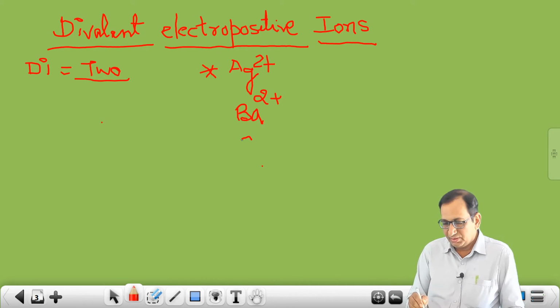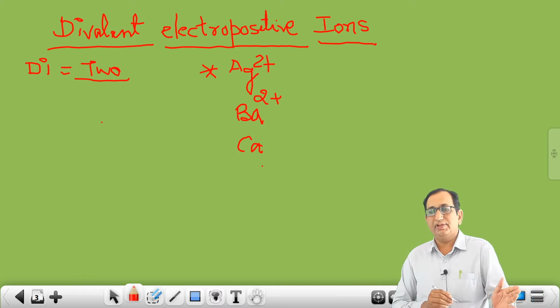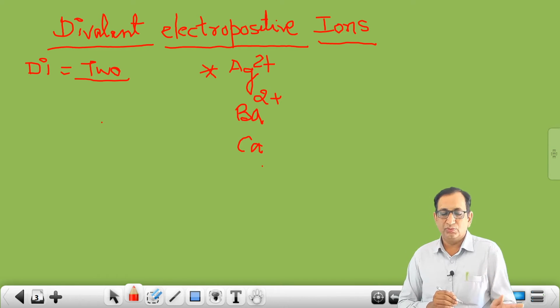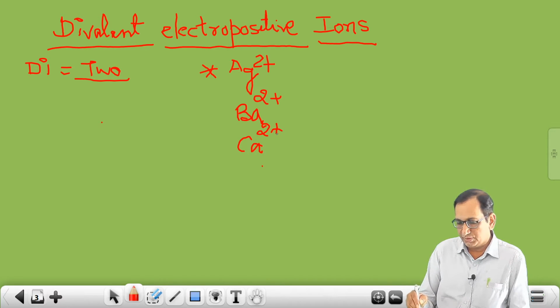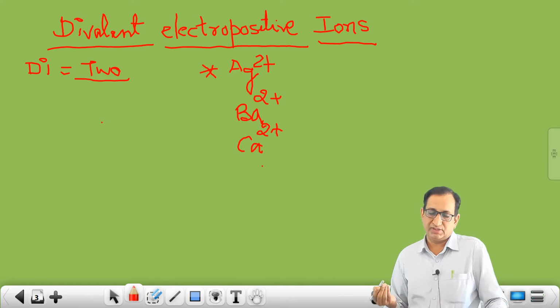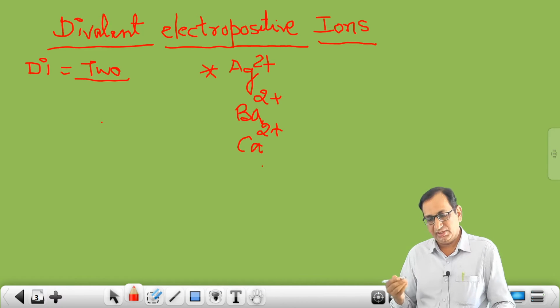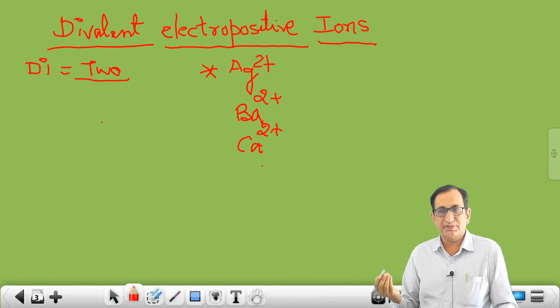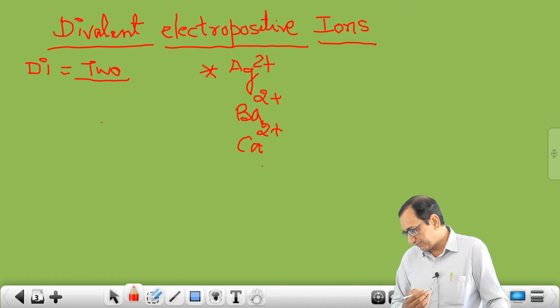After barium, calcium is there, that is Ca. Students, calcium has atomic number 20. The valency of the first 20 elements we have discussed already, so no need to tell about calcium. You have to learn calcium's 2 positive charge. So valency of calcium 2 plus means plus 2 charge valency. Plus 2 valency is shown by calcium and by barium, and by silver in some special cases. Otherwise for silver we take only one, but in some cases 2.